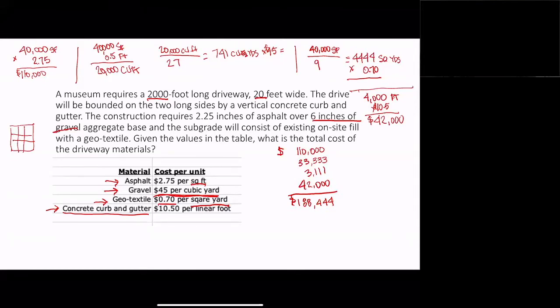This is how they're going to ask you a lot of the questions about cost. So basically, they'll give you something pretty basic and straightforward like this, and see if you can move back and forth between square feet, cubic yards, square yards, and linear feet. And you should be comfortable doing that if you're going to take the exam.